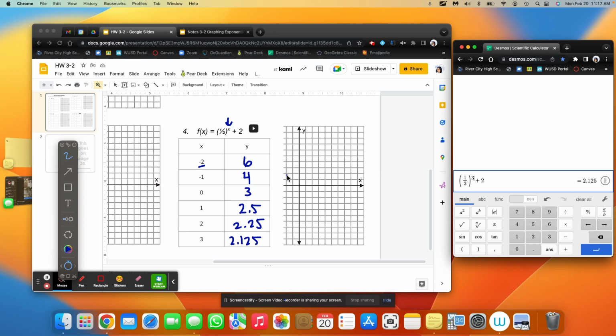At -2, we're at 6. So 1, 2, 3, 4, 5, 6 right here. Then at -1, we have 4. 1, 2, 3, 4. At 0, we have 3. At 1, we have 2.5. 2, 2.25. 3, and then 2.125. As we can see here, we have a decreasing function, and it looks like we're going to get really close to 2, but never quite touch 2. Don't forget to draw your arrows at both ends because we know that this function can continue on forever in both directions.